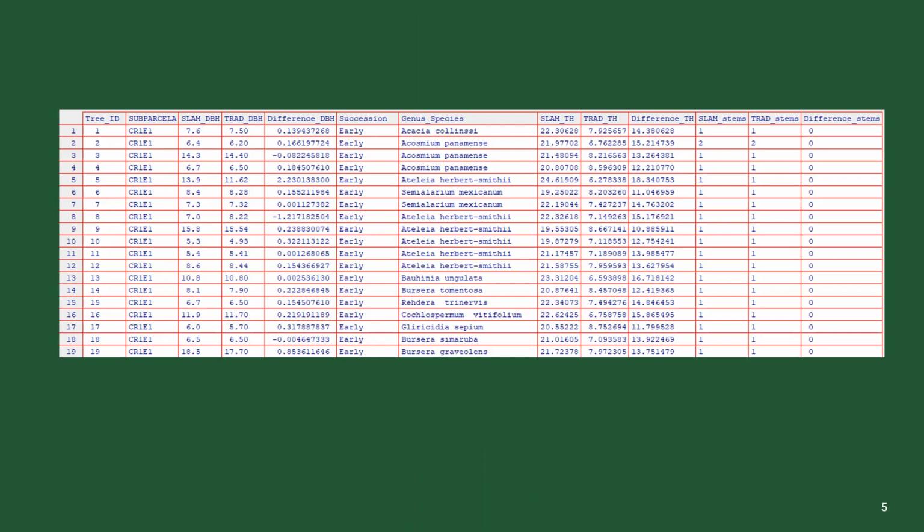Here is what the data looked like when I input it into R. So we have your tree ID, the parcel, so the plot, the DBH measurements, the succession stage, the genus species, the tree height, and the stem numbers.